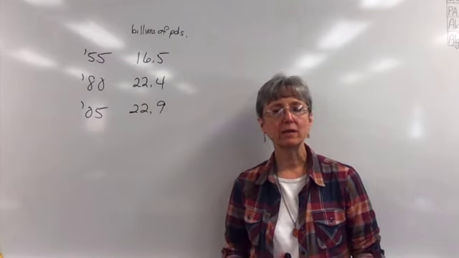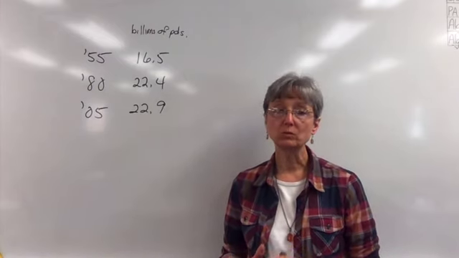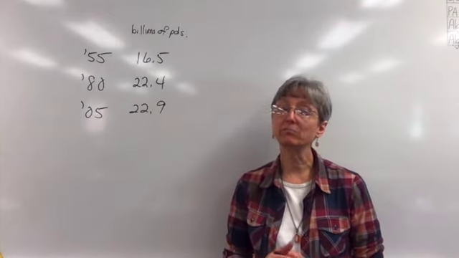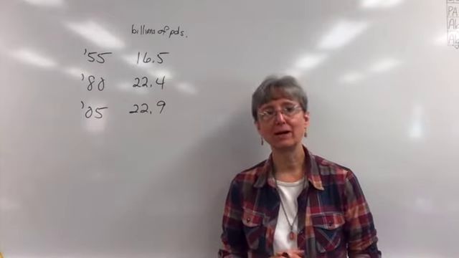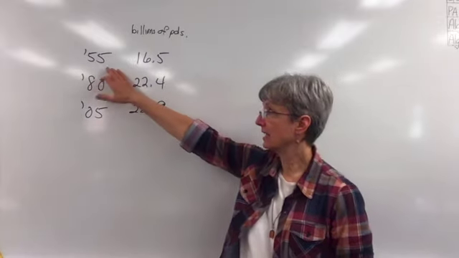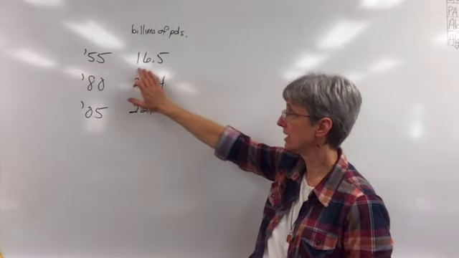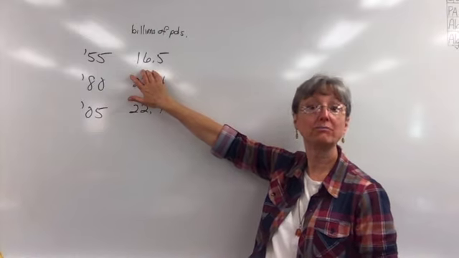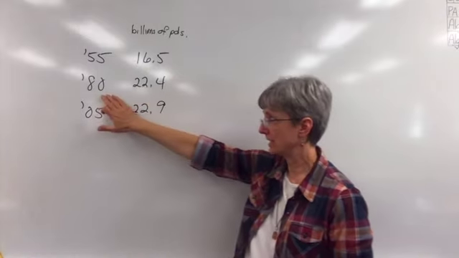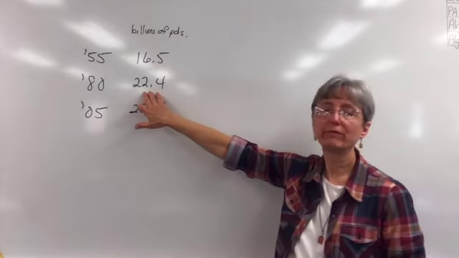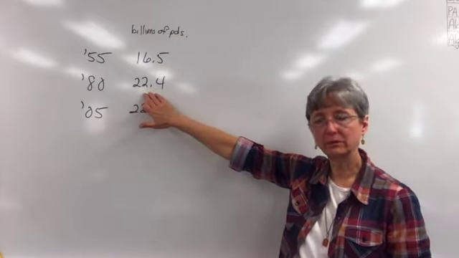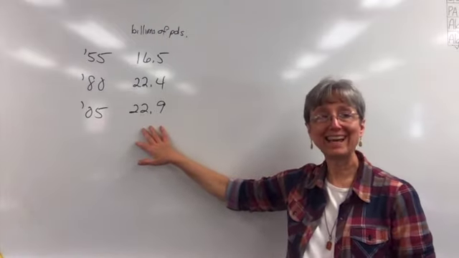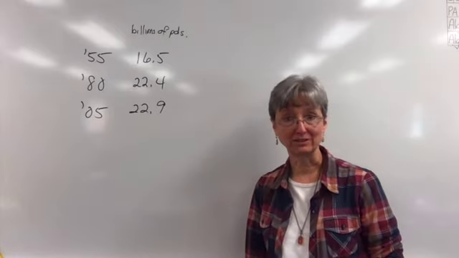Okay, here's the example that we have in the book of a real-world situation. This regards the state of Wisconsin and the amount of milk that was produced by that state. In 1955, the state produced 16.5 billion pounds of milk. In the year 1980, 22.4 billion pounds of milk. And in the year 2005, 22.9 billion pounds of milk.